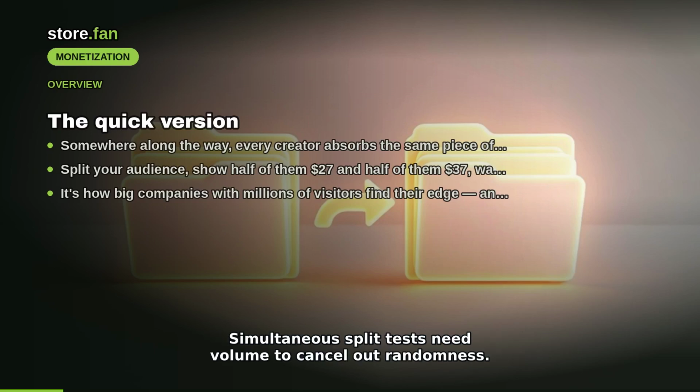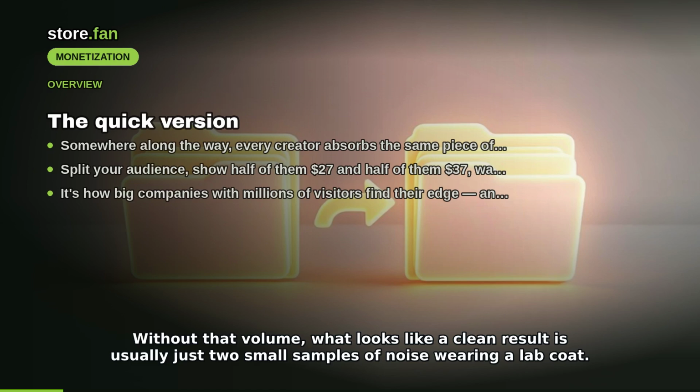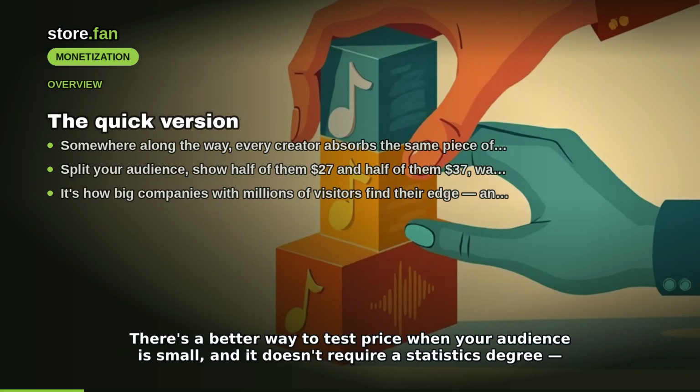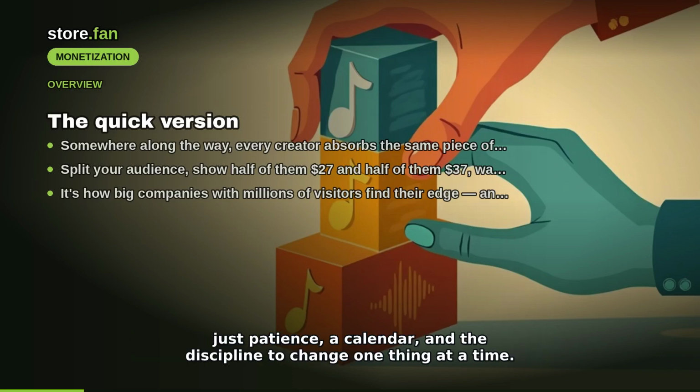Simultaneous split tests need volume to cancel out randomness. Without that volume, what looks like a clean result is usually just two small samples of noise wearing a lab coat. There's a better way to test price when your audience is small, and it doesn't require a statistics degree. Just patience, a calendar, and the discipline to change one thing at a time.